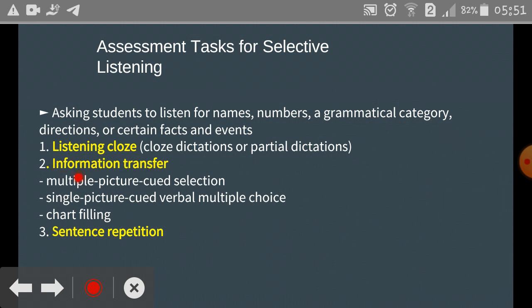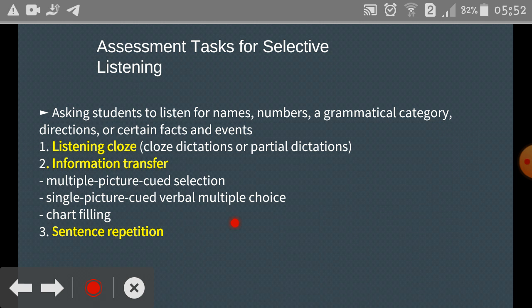information transfer. You have multiple picture-cued selection, single picture-cued verbal multiple choice, and chart filling. You can see the example on page number 125 with the picture. For example, the information transfer with multiple choice cued selection, you can see in the picture with the birds and also the squirrel in your book, the example.